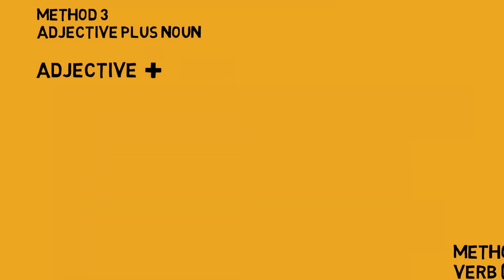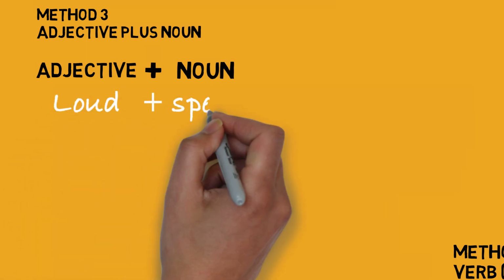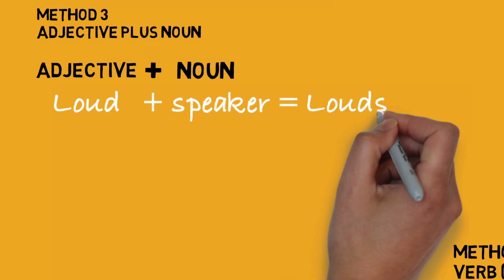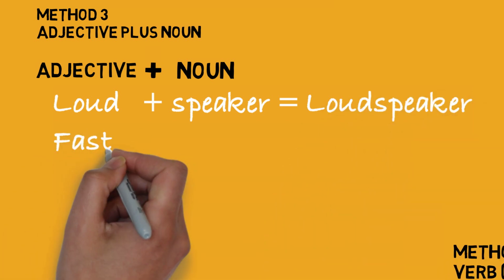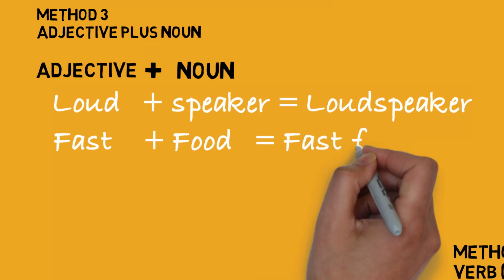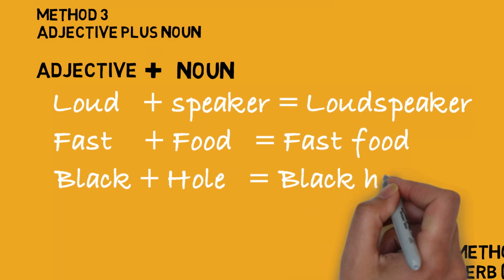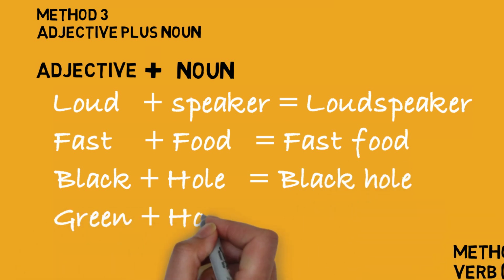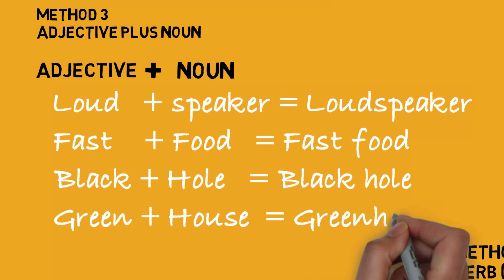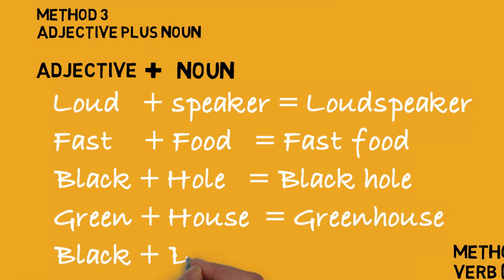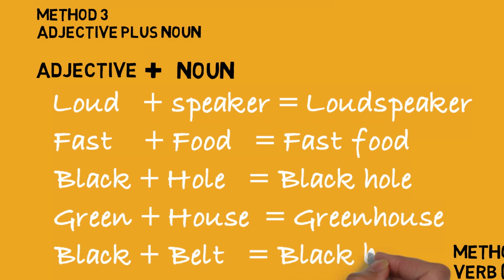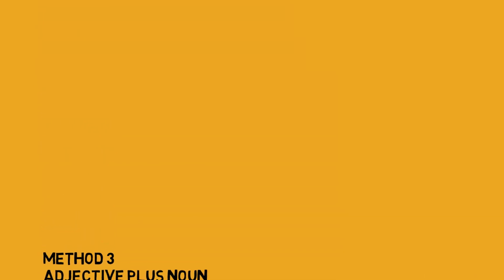So here we use adjectives combined with another noun to form a new compound noun. For example, loud, which is an adjective, combined with another noun, which is speaker, forms a new word, loudspeaker. In the same way, the word fast, which is an adjective, plus food, which is a noun, combines to become a new noun, fast food, or black hole, or greenhouse, or black belt. These are all examples of how adjectives combine with another noun to form a new compound noun.